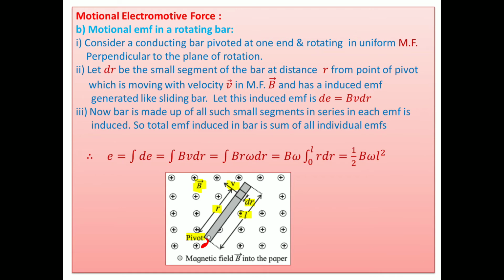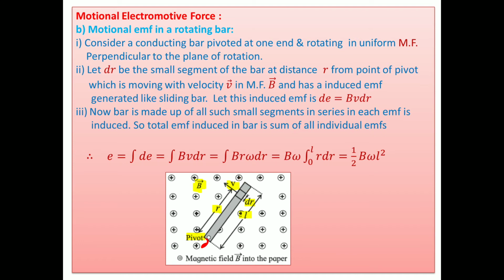But we know that velocity equals r into omega, the relation between linear velocity and angular velocity, as discussed in chapter 1 or in the previous standard also. Omega is the angular velocity. Thereafter B r omega into dr. B and omega are constant because the bar is rotating with uniform angular velocity and the magnetic field is also fixed. So you can take r dr, and the limits of the integration are from 0 to L, the total length of the bar.